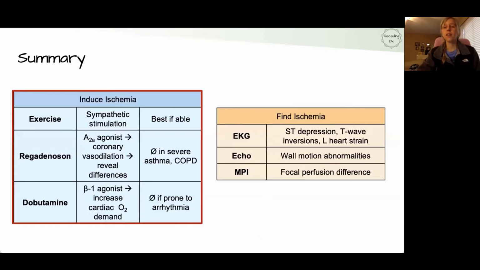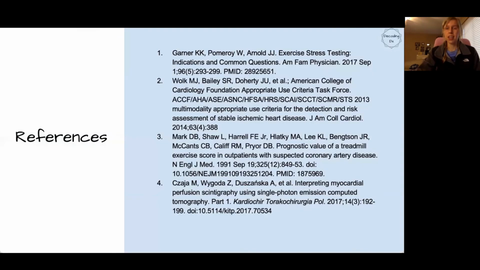So in summary, for a cardiac stress test, you need to induce ischemia and then look for ischemia. To induce ischemia, you can do exercise, regadenoson, or dobutamine stress testing. To look for ischemia, you're always going to do an EKG and look for ST depressions, T-wave inversions, or other signs of ischemia. And then on top of that, you can either do an echo, where you look for wall motion abnormalities, or you can do a myocardial perfusion scan, where you look at focal perfusion differences between different areas of the heart. Here are some references.